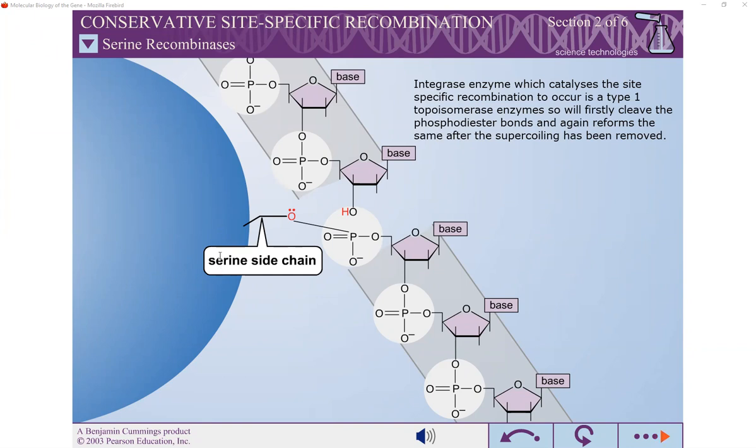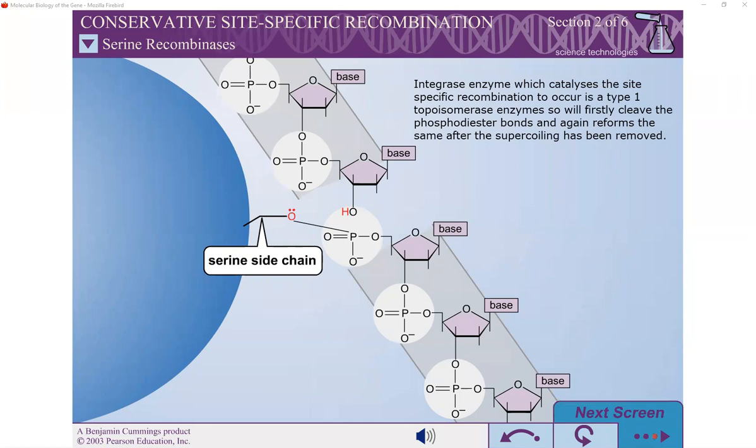So here the integrase enzyme, which is actually a serine recombinase in this case, is going to cleave the phosphodiester backbone. And once the phosphodiester backbone is cleaved, the enzyme is going to release the supercoiling from the DNA molecule, and then again reform the phosphodiester linkages.